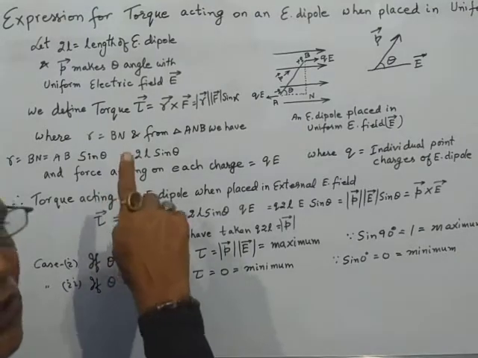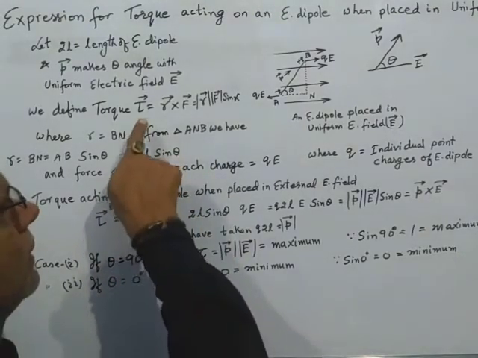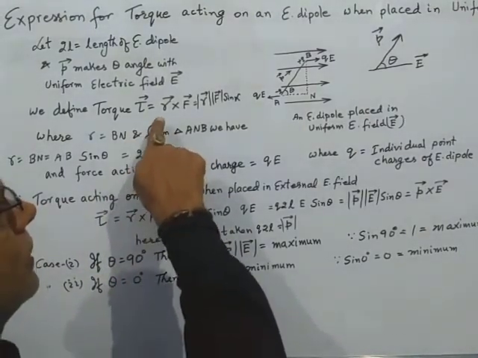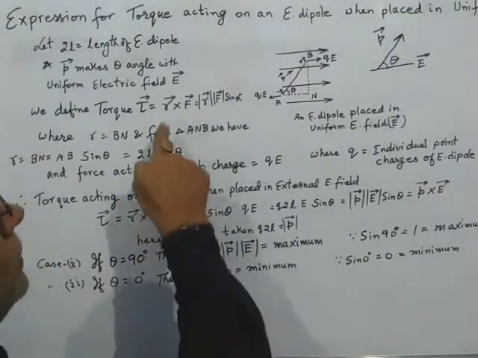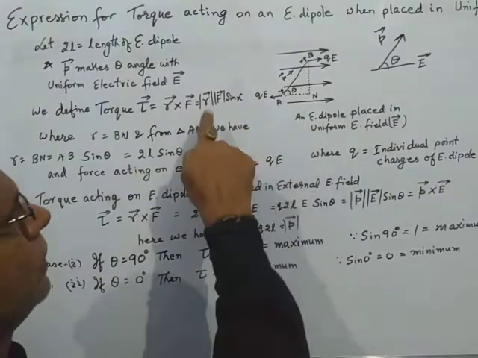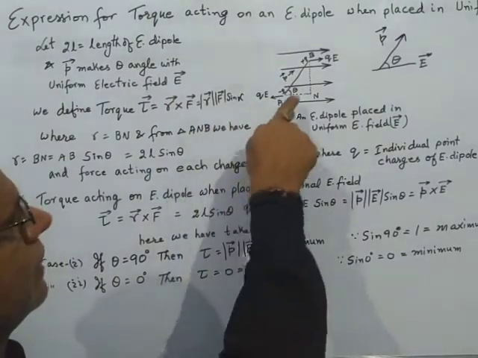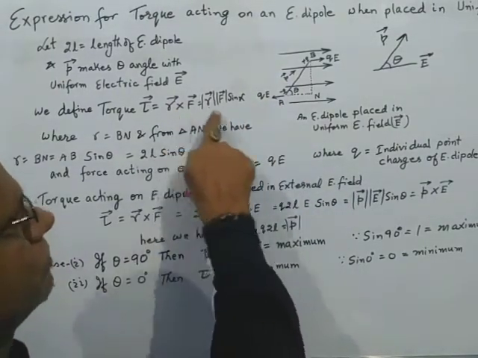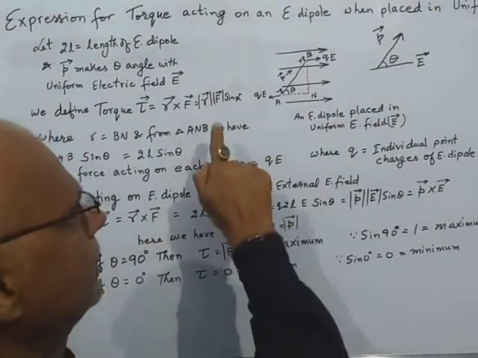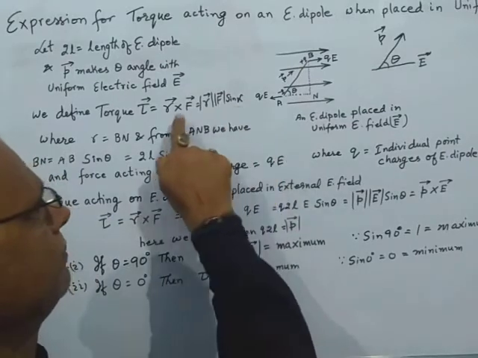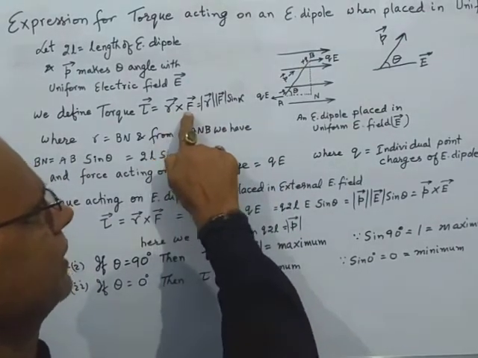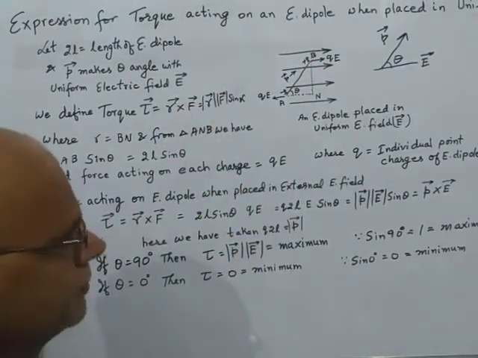Here we must recall that we have learned earlier that torque is R cross F, where R is the perpendicular distance between the two anti-parallel forces, and if we expand it, we write magnitude of R, magnitude of F, sin alpha, where alpha is the angle between the position vector R and the force vector F.